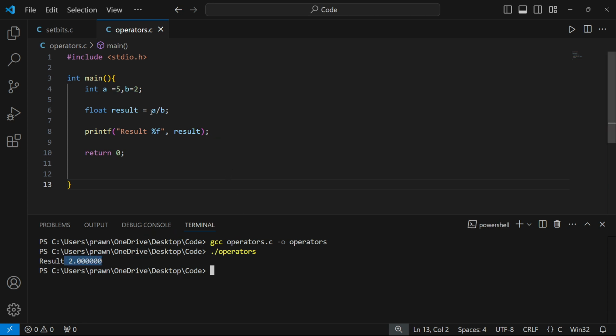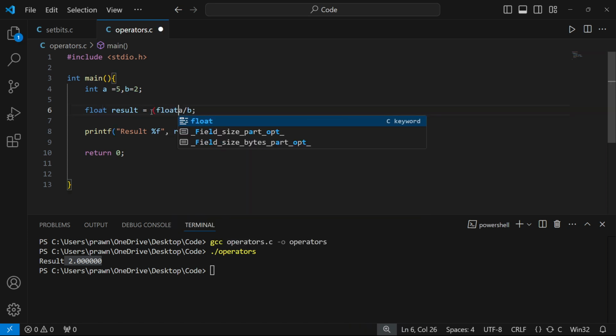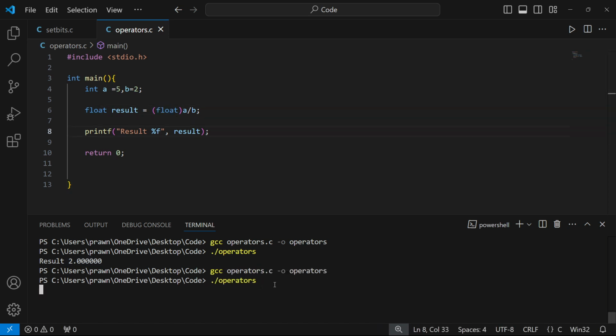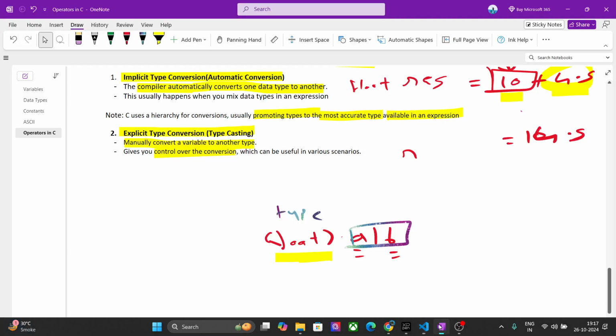Now why did this happen? Because both these data types are integers, and here the compiler cannot perform automatic type conversion. In this case, the programmer has to manually do the type conversion or typecasting using the float type. Now compiling the same program and running it, we see we got the more accurate and correct answer, which is 2.5. So this is how explicit type conversion is performed.